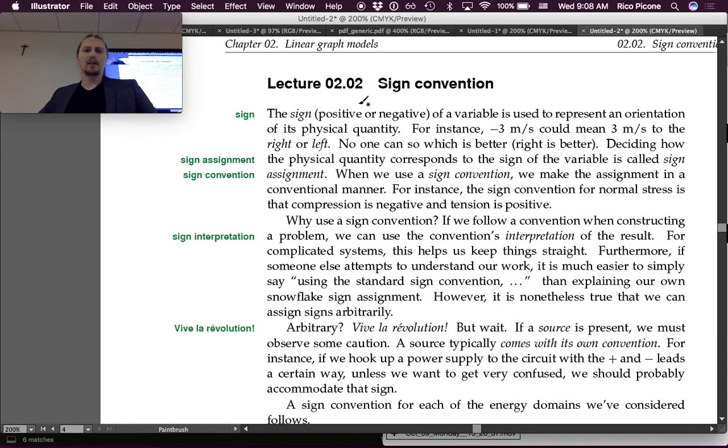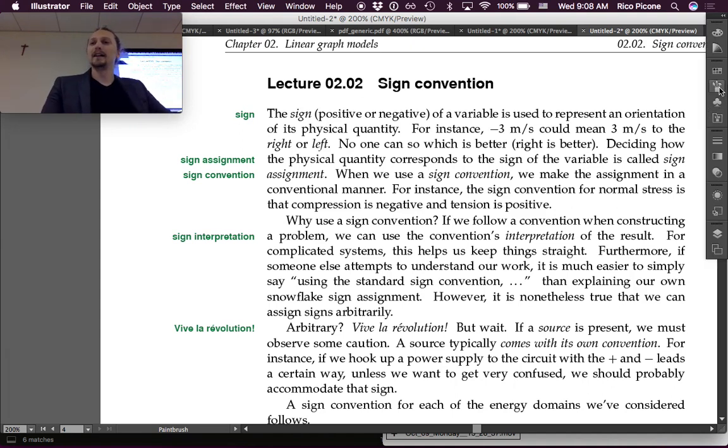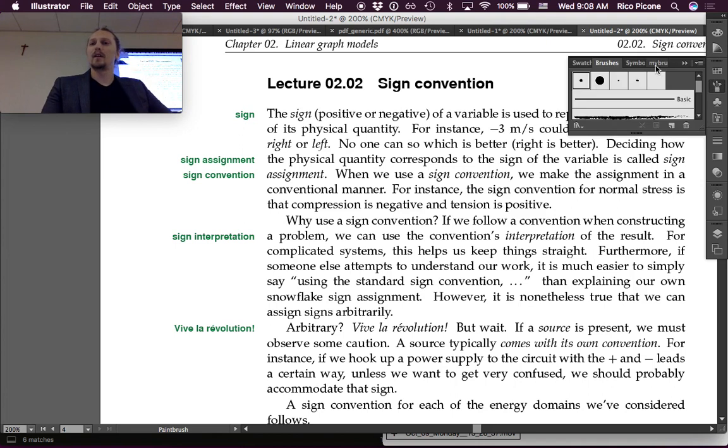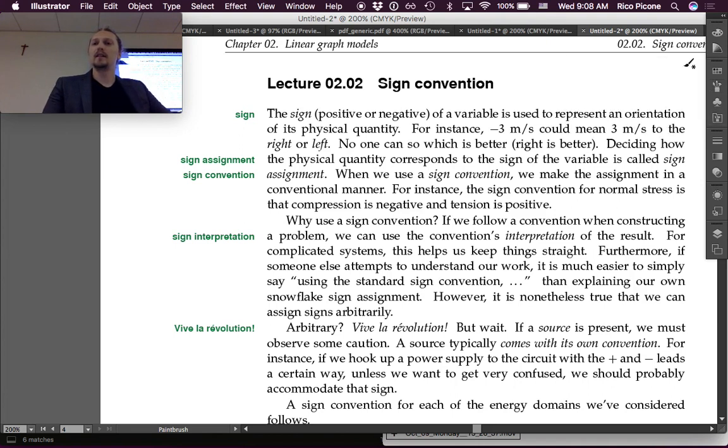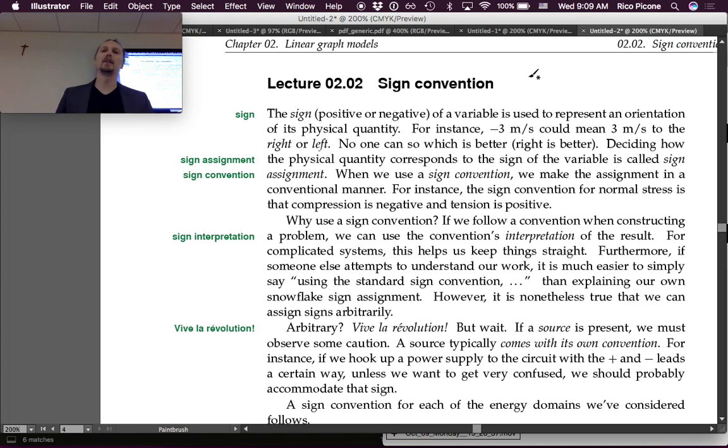So the sign, positive or negative, of a variable is used to represent an orientation of its physical quantity. For instance, negative 3 meters per second could mean 3 meters per second to the right or to the left, right? It could also be up or down, or this way or that way. But you guys are a little bit familiar with that already.